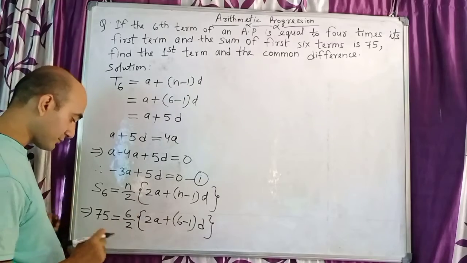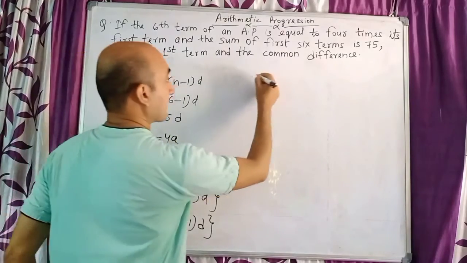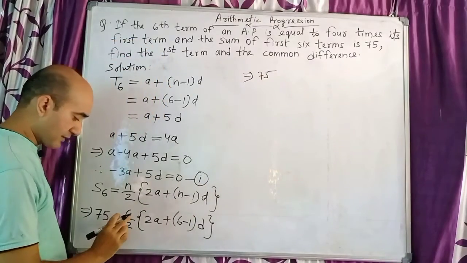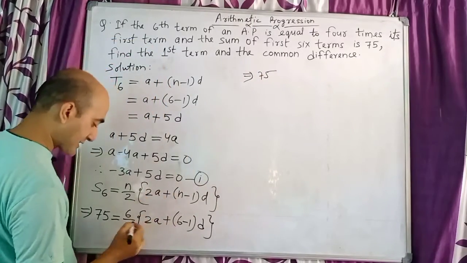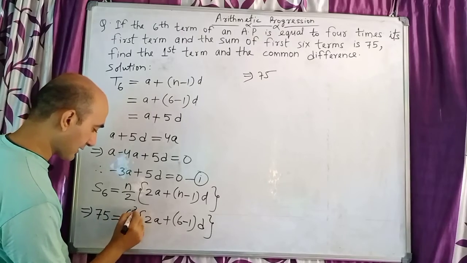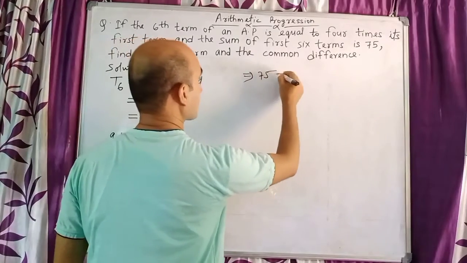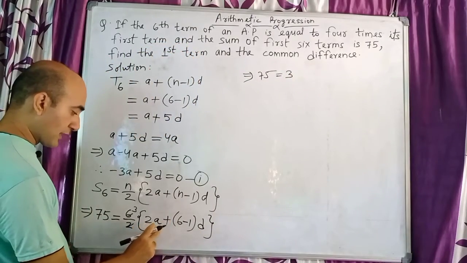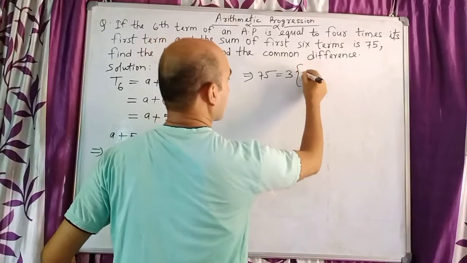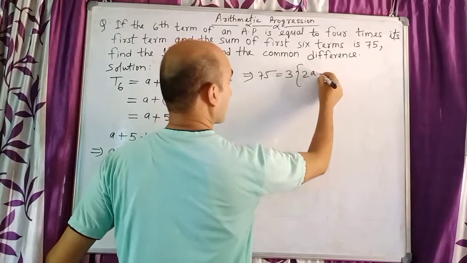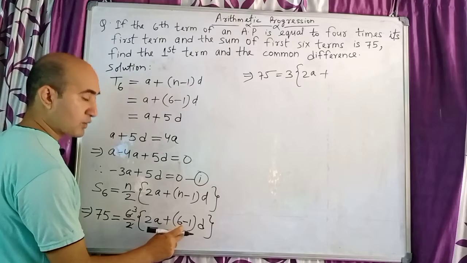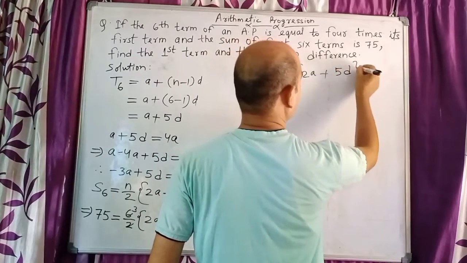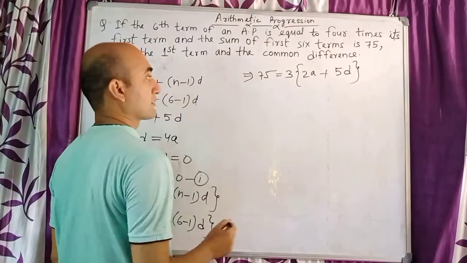So now I will go that side and write the remaining work. So write 75 only here, 75. Now 6 by 2 is, you can cancel it, and the result is 3. So 6 by 2 is 3. Next, write 2A plus 6 minus 1 is 5, 5 into D, 5D. So this is the remaining portion.